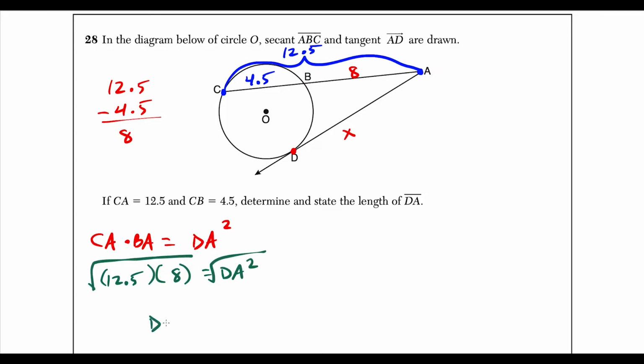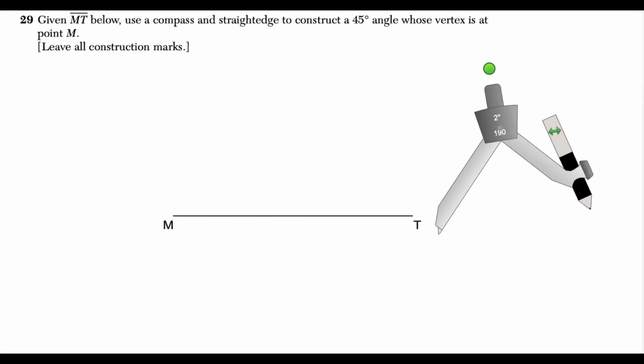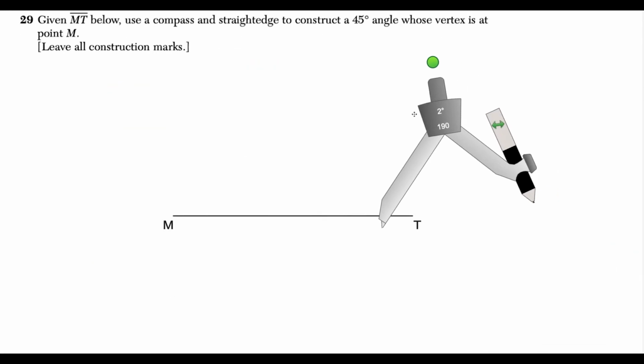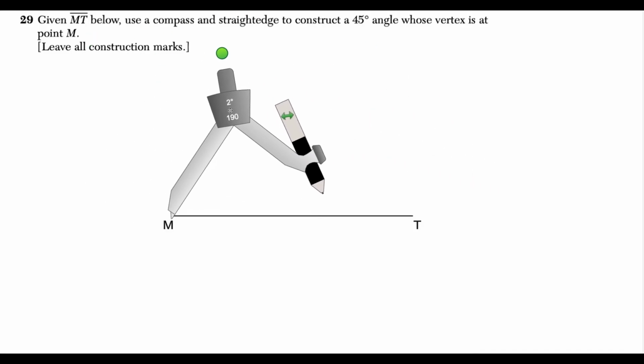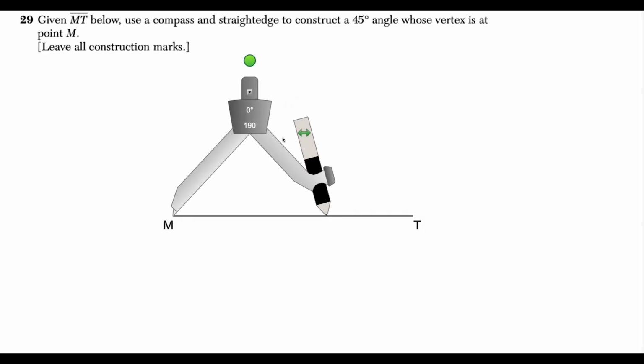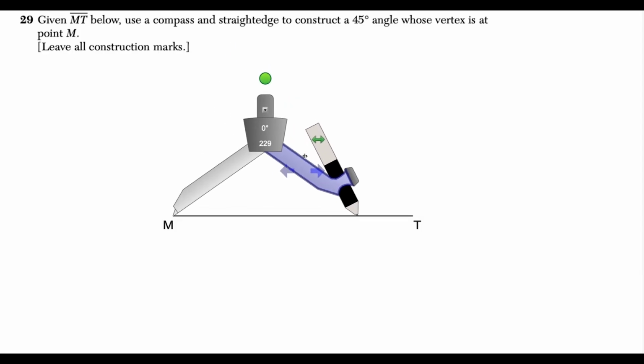Okay, and this is going to tell us that DA is equal to, and this is just calculator work, but 12.5 times 8 is 100, and the square root of 100 is 10. So DA is 10 units long. This is our solution to question 28. For question 29, we're constructing a 45-degree angle with the vertex at point M. So what we could do for this, there's a few ways to do it, but one way that'll definitely work is we could construct a perpendicular bisector first.